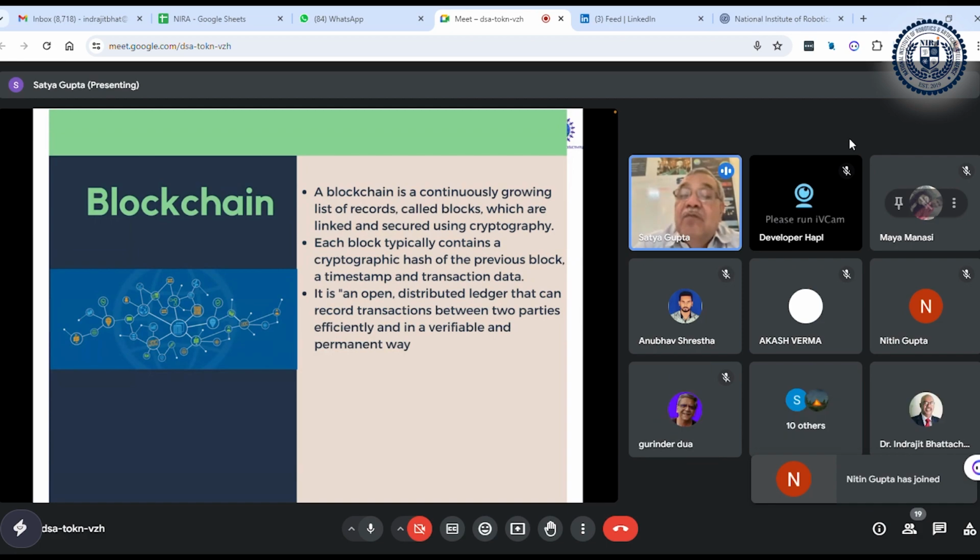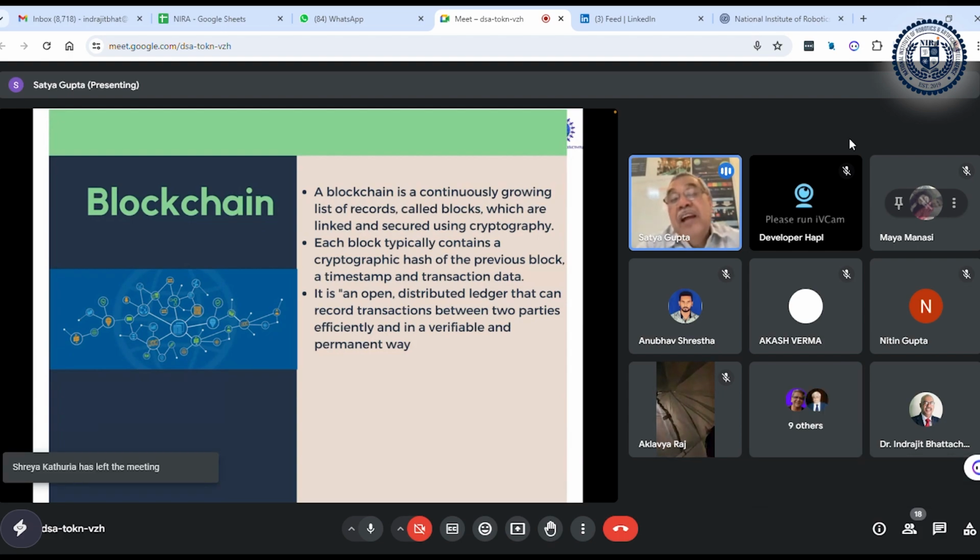Hash is like a checksum, a timestamp and transaction data. Actually, some data is there, the hash of the previous block is there, and a timestamp, and that is very, very important because that is used to decide the ownership or provenance of a particular information or a particular transaction.